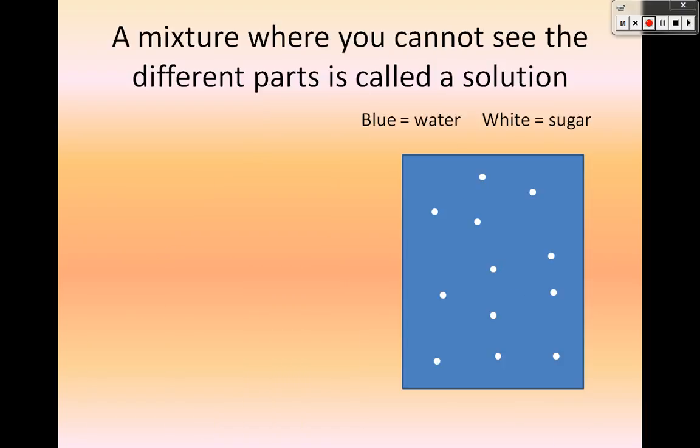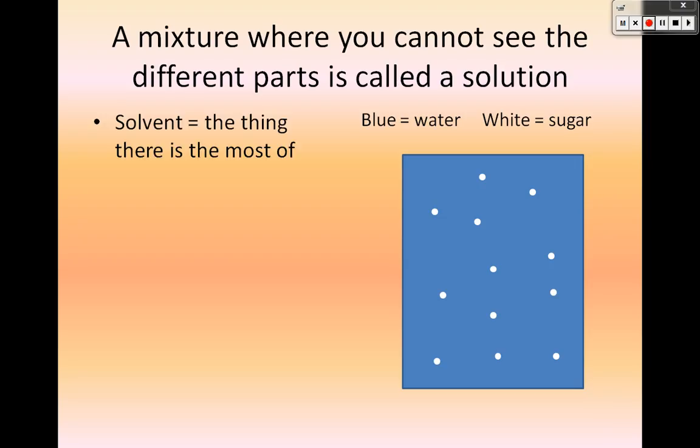So as we said, a mixture where you can't see the different parts is called a solution. And I want to give you some vocabulary that goes with that. So here I have a substance, and we're going to say this is a thing of water. The blue part is the water, and the white part is sugar that's dissolved in the water. Now, we just said that in a solution you can't see the different parts, but in order to show you this, I had to color the sugar white. Obviously, if you mix sugar into water, you're not going to see it.